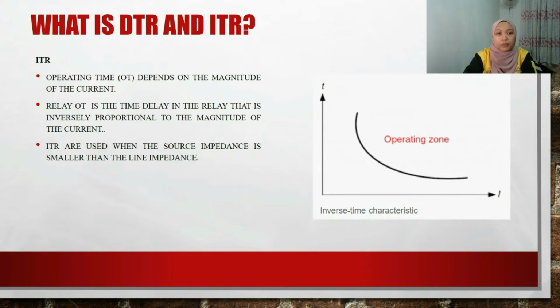Next is ITR. So ITR is a type of relay that has an operating time depending on the current, generally with an inverse characteristic. As you can see here, the graph characteristic of the ITR. So the operating time of the relay is smaller as the current gets larger. When the current is larger, the operating time becomes smaller.